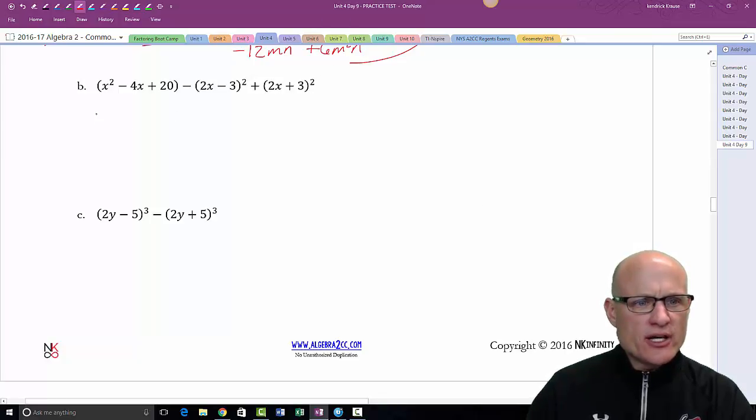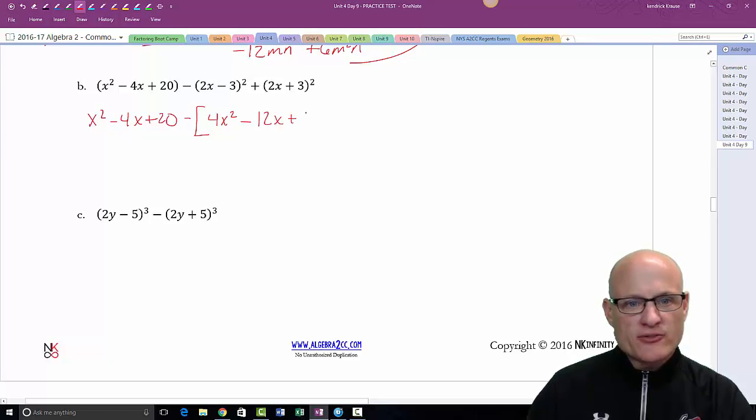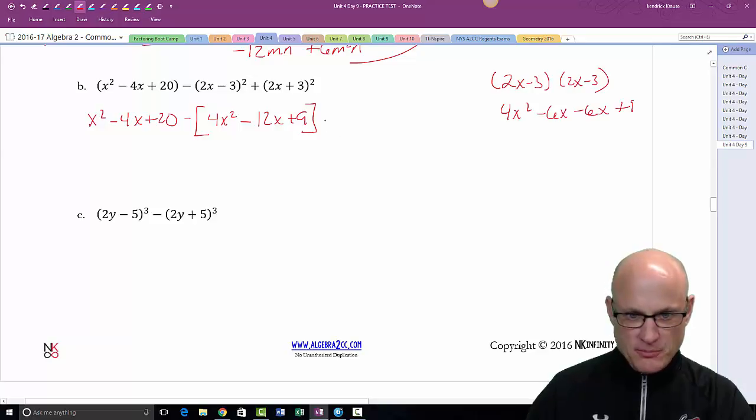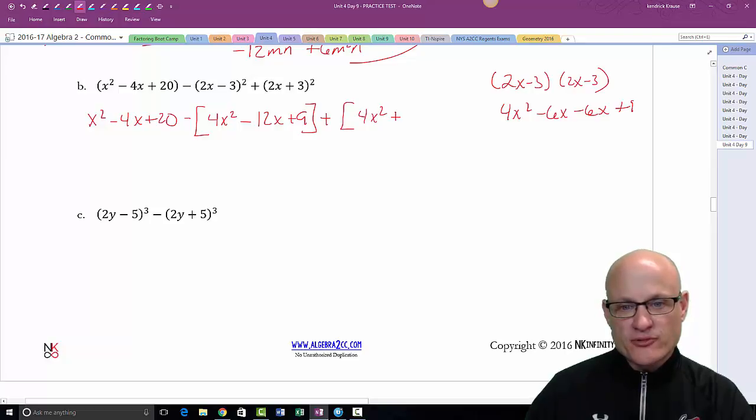So let's see, this is x squared minus 4x plus 20. If I double distribute this, now this is minus, so I've got to double distribute this thing. So that's 4x squared minus 12x plus 9. Now some of you are probably wondering where I got that from. 2x minus 3 times 2x minus 3. That's 4x squared minus 6x plus 9. Plus, this would be 4x squared plus 12x plus 9.